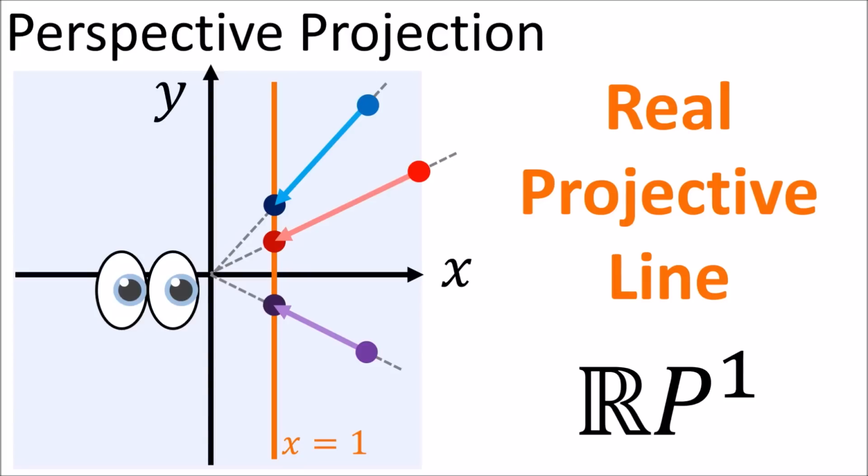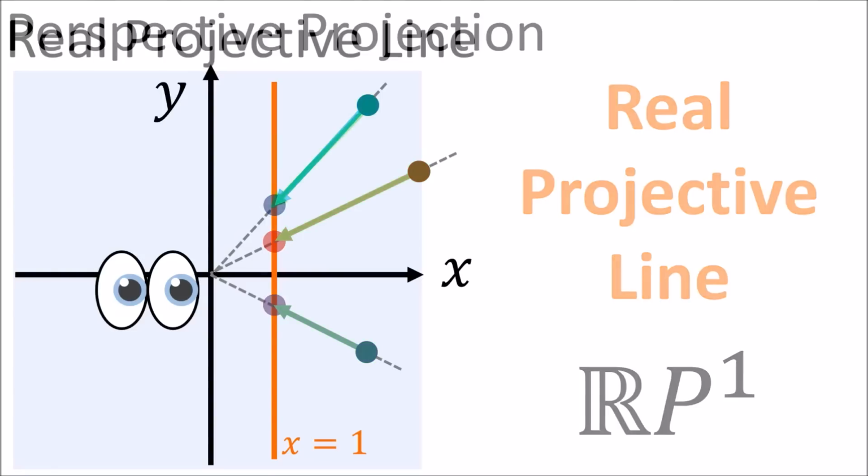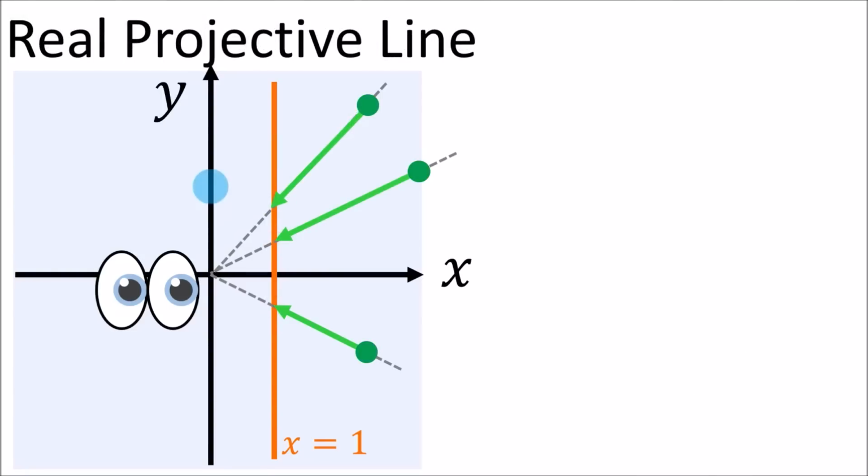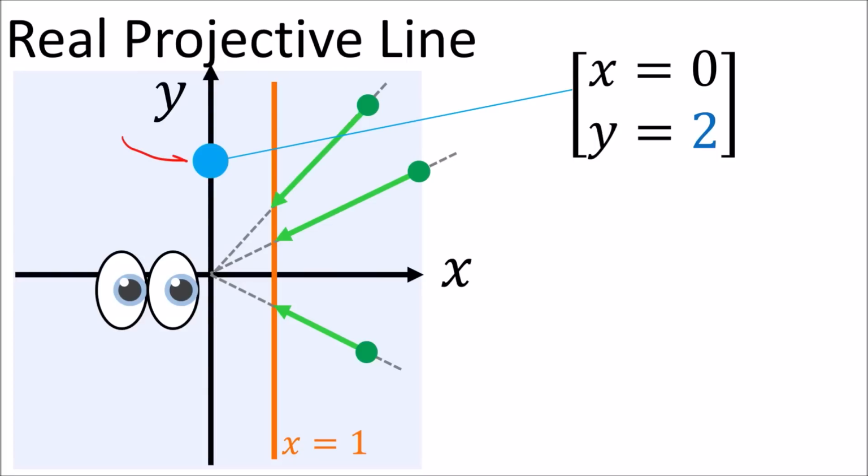Now, there are a couple of important details to consider with the real projective line. One thing to consider is this point here on the y-axis. Where does this point get projected to on the screen? Tracing a radial line towards the origin, the resulting ray points downward, parallel to the screen, and goes on forever. So this point doesn't get projected to the screen at all. We say that points like this get projected to the point at infinity.